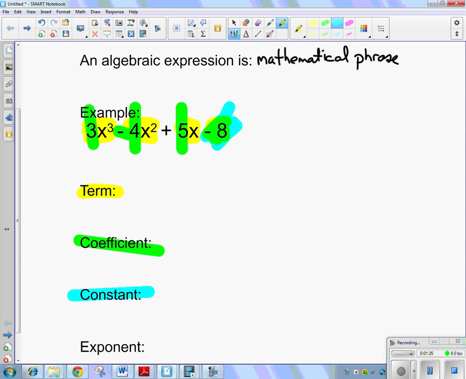And finally, we often find exponents. Our exponents are going to be the exponents of the variables, and they're the powers we're raising the variables to. In this case, the 3 and 2 are exponents.